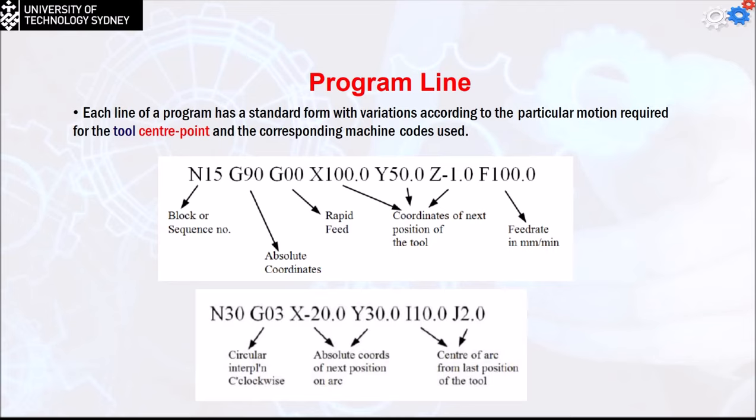The I-10 and the J2 are going to be the center of the arc from the last position of the tool. So it's going to be 10 in the X direction and 2 in the Y direction.